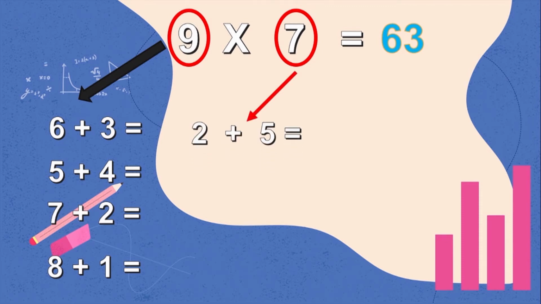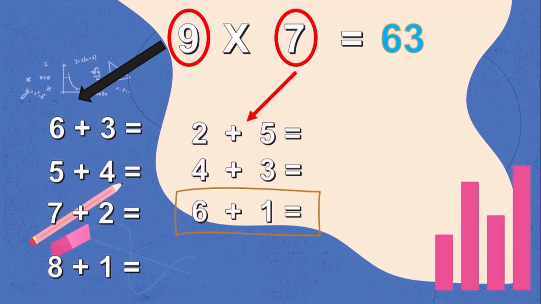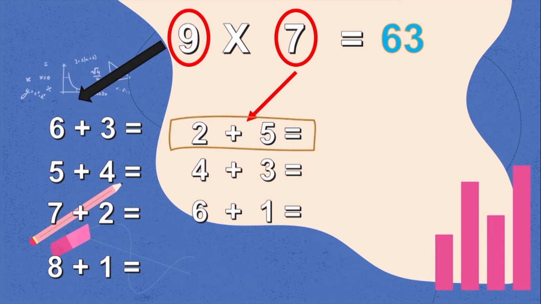And similarly, if we know our 9 times tables, we can break up the 7 into 2 plus 5, 4 plus 3, or 6 plus 1. Now, if you're doing mental maths, just answer me this and we move on. Which would be the easiest to deal with? Would it be 6 plus 1, or 4 plus 3, or 2 plus 5?